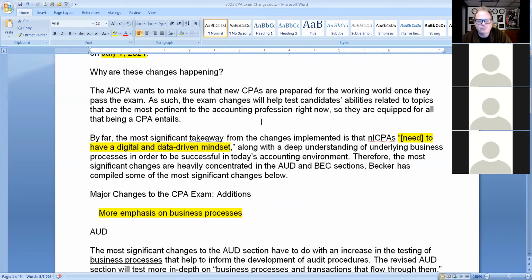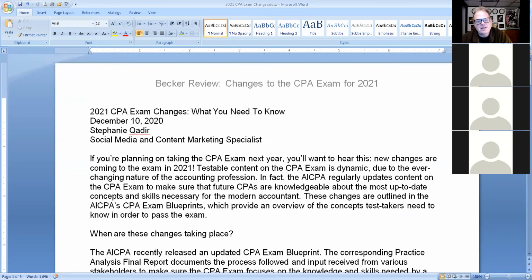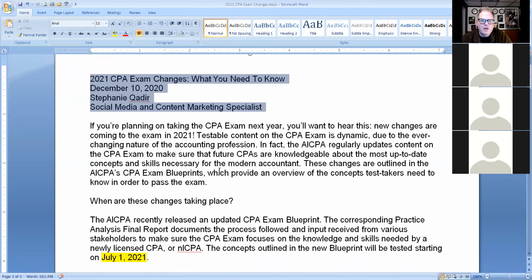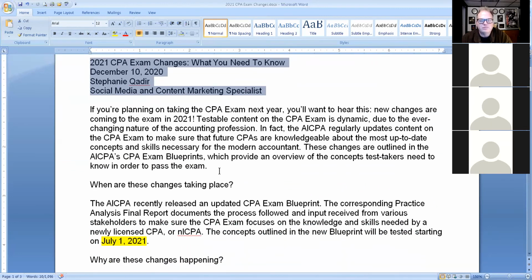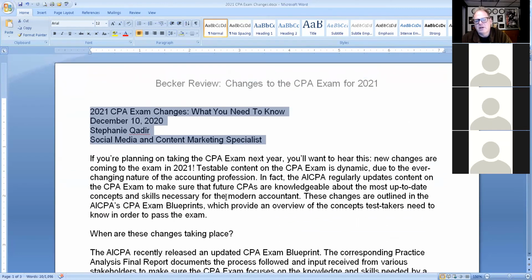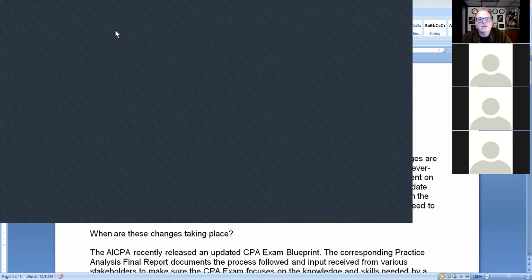How do you get all this information, like the changes that are going to be coming? I just looked it up. This came from the Becker CPA review. They wrote about what the changes are going to be. If you just do a search on 2021 CPA changes, let me see if I have it.